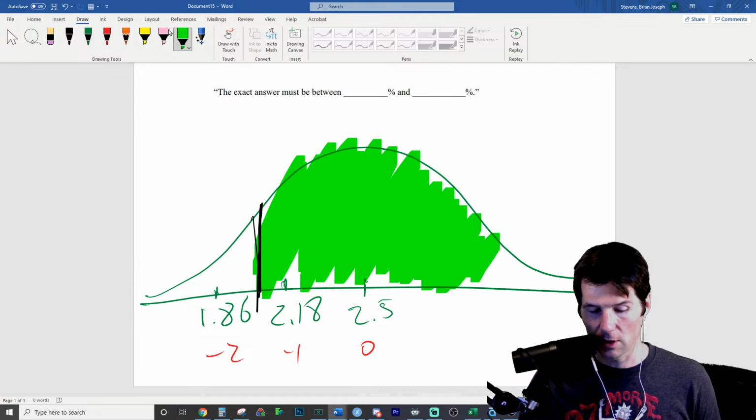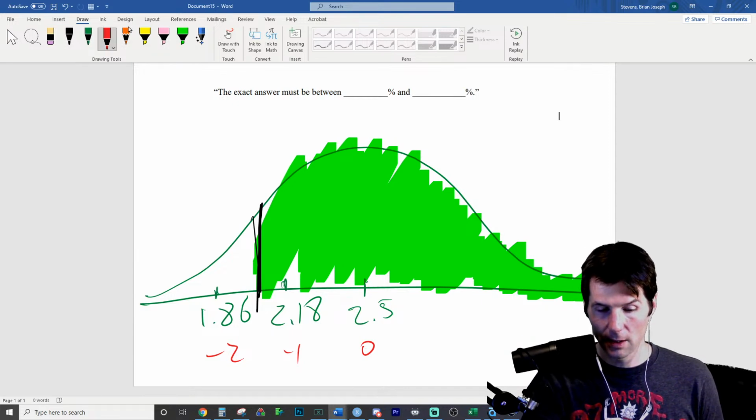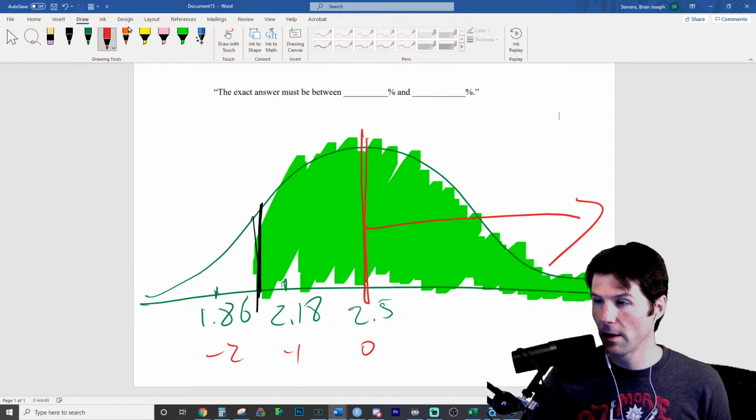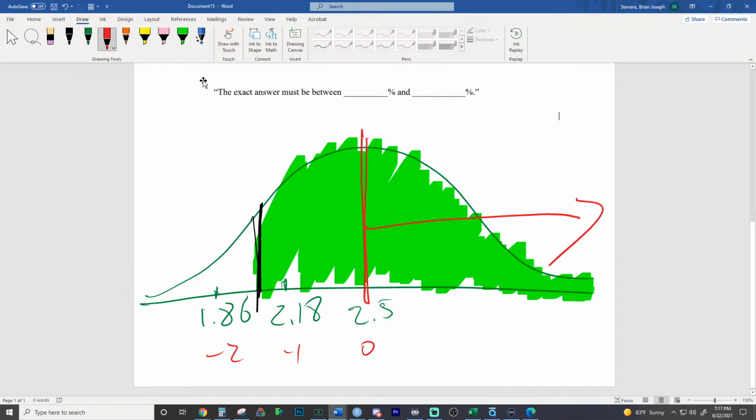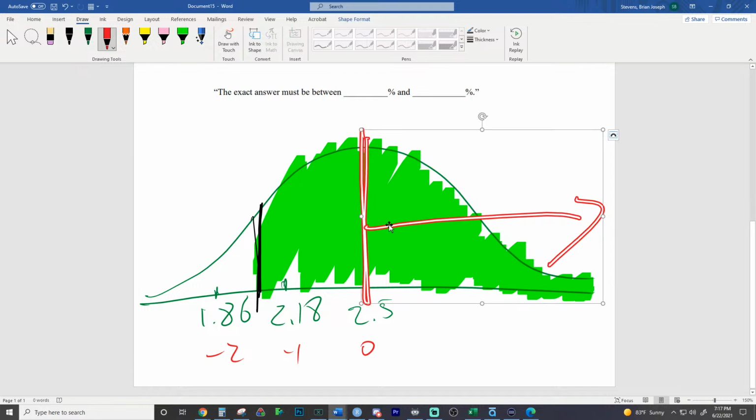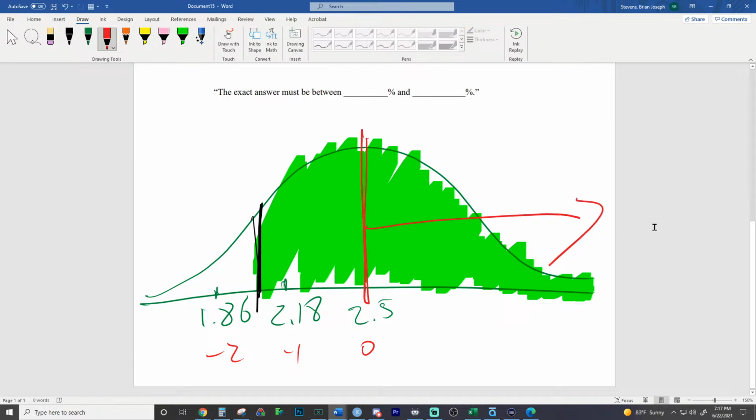But let me ask you this. Are you ready? How much area is from here over? How much area is from the center of the curve over? From the center of the curve over is how much area? 50%. You got that right there. Boom.